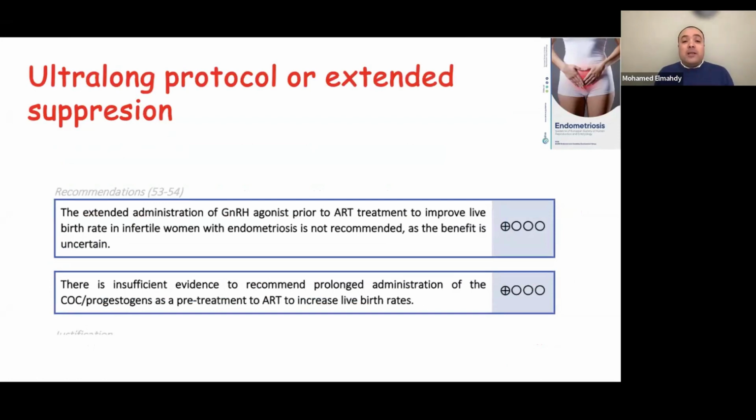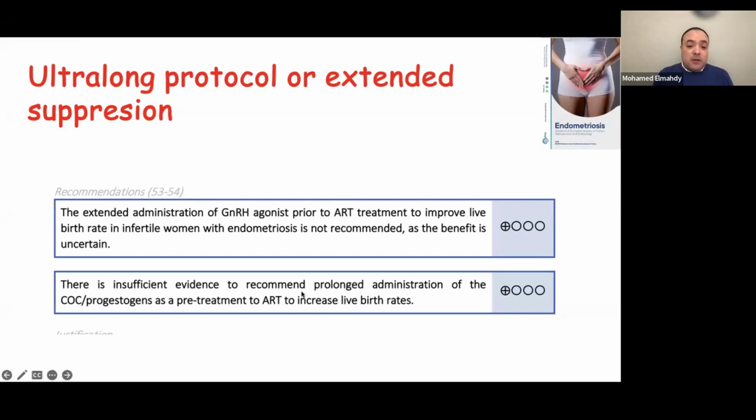Ultra-long protocol or extended suppression. Till 2019, Cochrane reviews by Dr. Hassan Salam said that ultra-long protocol, or GnRH agonist for 3 cycles before ovarian stimulation, increased the probability of pregnancy by fourfold. Then Dr. Hassan Salam published another Cochrane review, or updated his Cochrane review, and he said there is no role for ultra-long protocol or extended suppression before ovarian stimulation. So you shouldn't give 3 cycles of GnRH analog before starting your ICSI cycle.